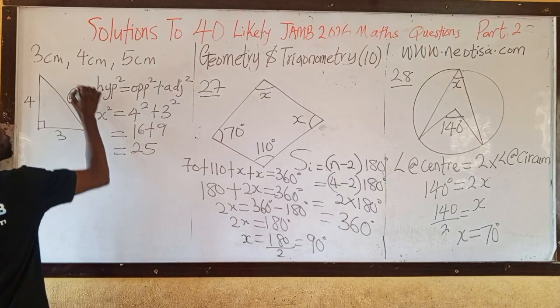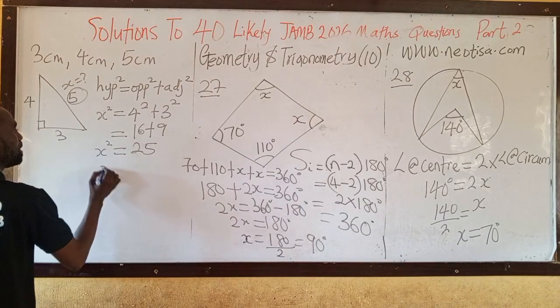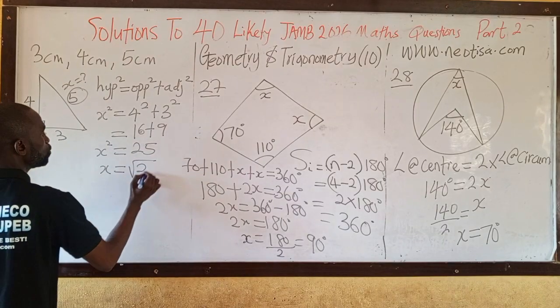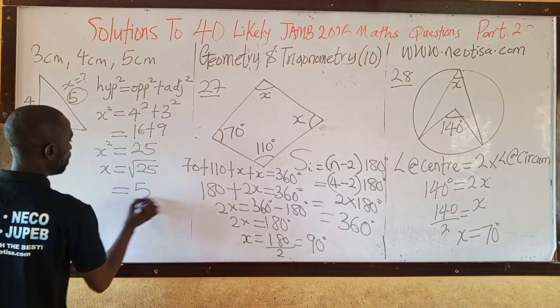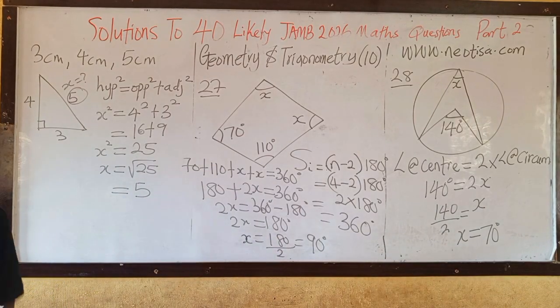So this is s squared. Suppose you don't know this one, so this is x, you don't know it. So s all squared, under s will be root of 25, which is 5. So this is a right angle triangle, called a Pythagoras triplet: 3, 4, 5.